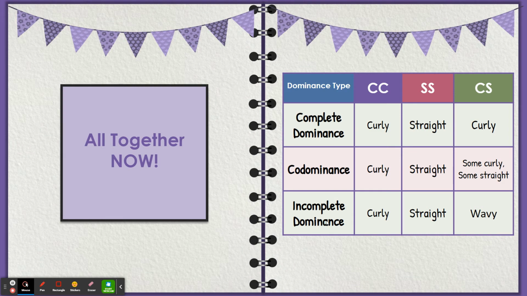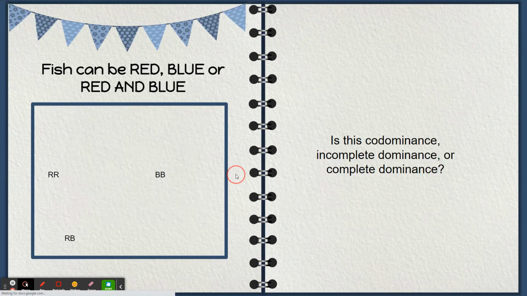For incomplete dominance, neither is dominant. So we're going to see curly and straight. When we get that heterozygous, we'll see kind of a wave, a blend between the two. So for incomplete, we throw it in the blender. For codominance, both show up. They're both dominant. They both show up. So let's do some practice.